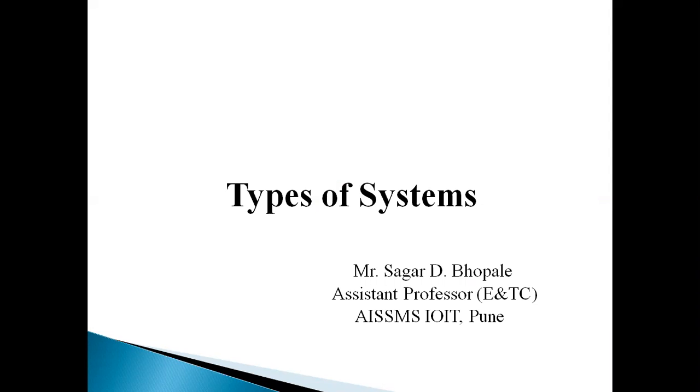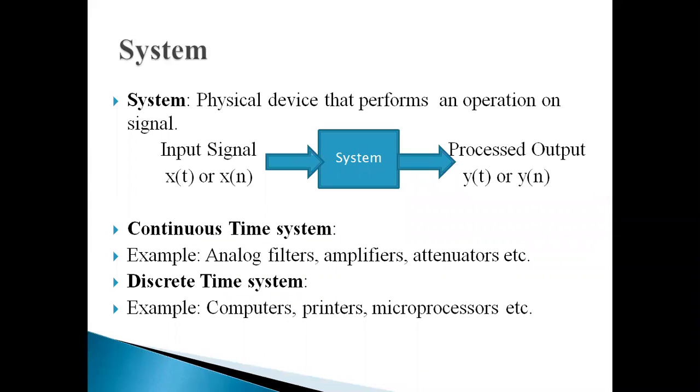In this video, I am going to tell you something about types of systems. So what is a system? A system is a physical device that performs an operation on a signal. The input signal is given to the system. The system will process that and give the processed output. Input signal is denoted by either x of t or x of n, and output signal is denoted by y of t or y of n.